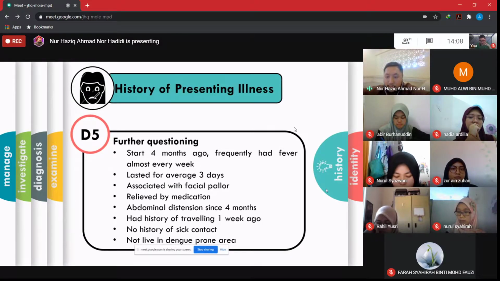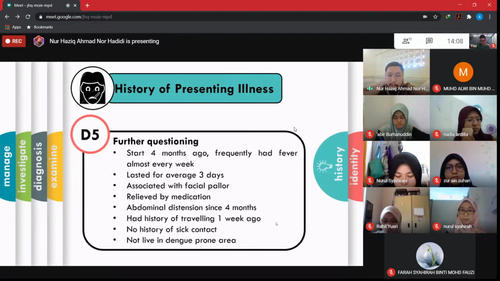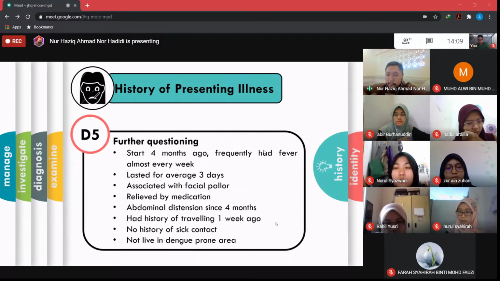So on further questioning, it revealed that it started 4 months ago. Adik Khairul Anwar frequently had fever almost every week, and each episode of fever lasted for about 3 days.